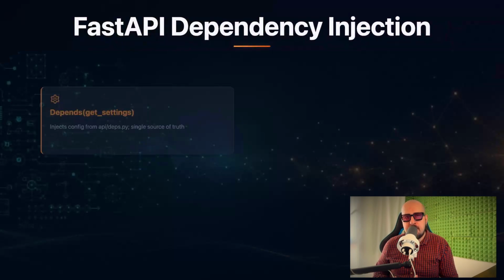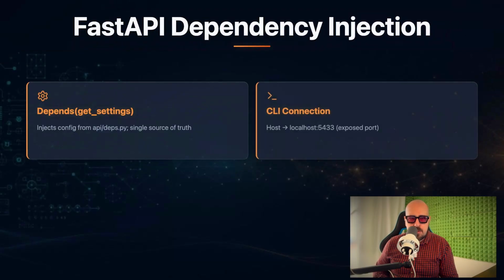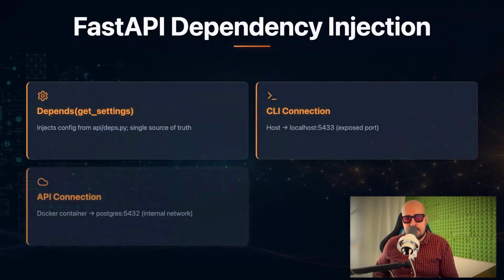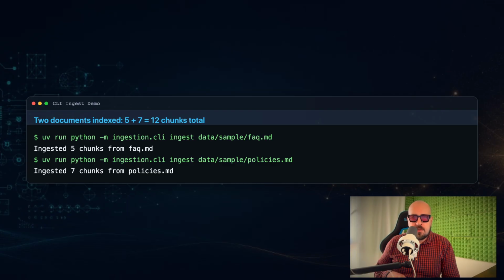The route uses FastAPI dependency injection. The settings parameter is injected via Depends get_settings, which is defined in api deps.py. That module also prepares the SQLAlchemy session factory for future ORM-based routes, so we do not use it in ingestion.